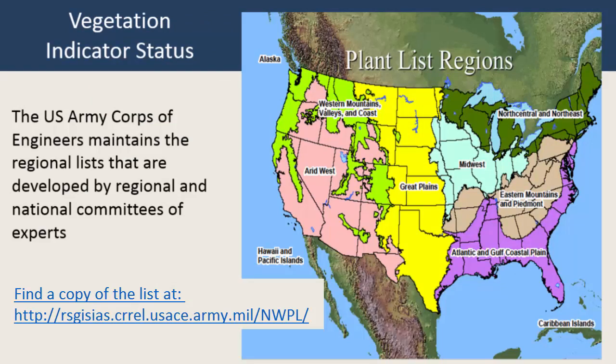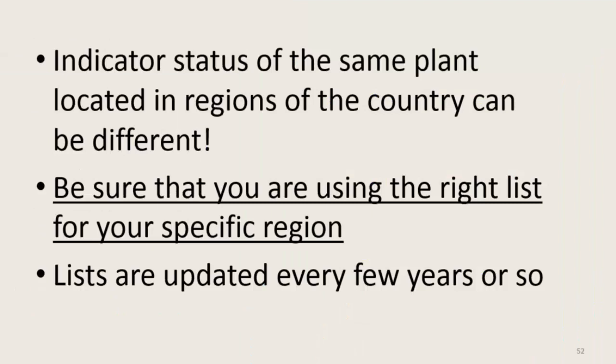Lists of plant species that are often found in wetlands have been compiled nationally and specifically for each region of the U.S. The United States Army Corps of Engineers recently received authority to maintain the lists. You can count on them to have the most recent list posted on their website. The indicator status of the same plant can be different depending on what area of the United States you are in. Be mindful that the correct list must be used. Also, make sure that you are using the current list, as the lists are updated every other year or so. The results of the wetland delineation could be different if the wrong list is used.